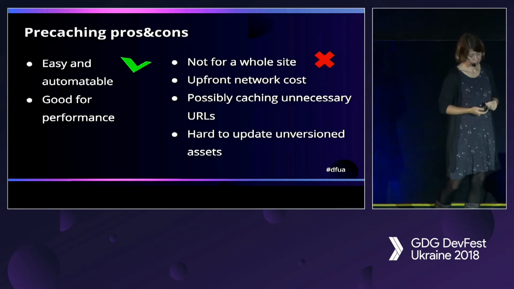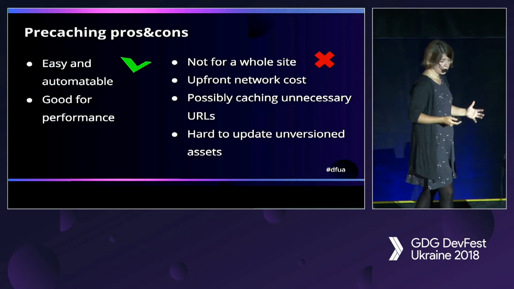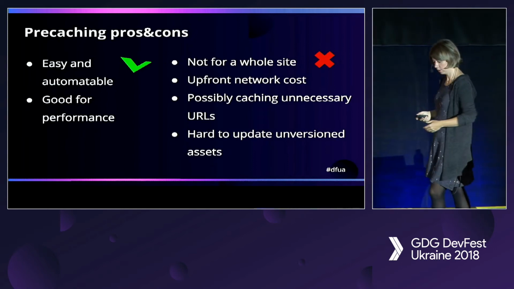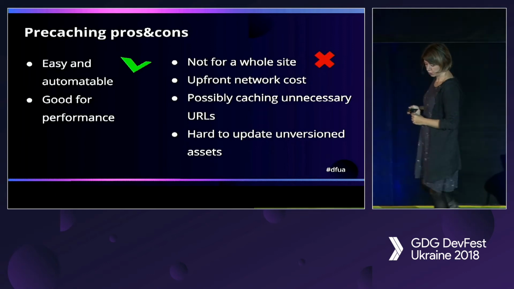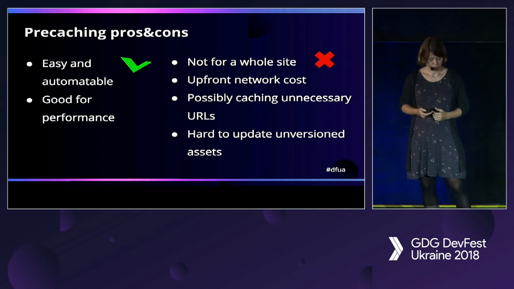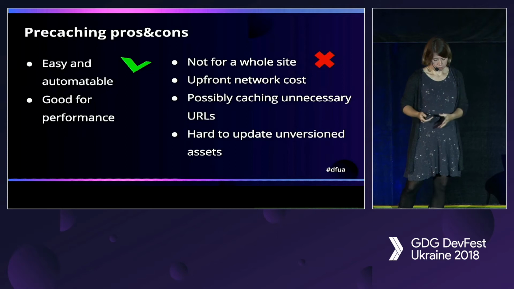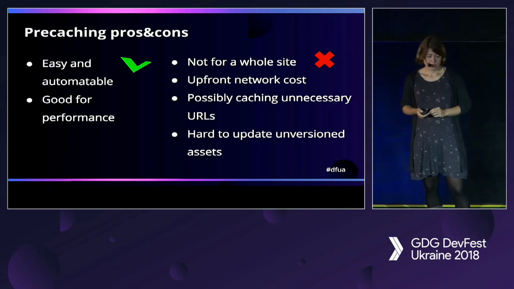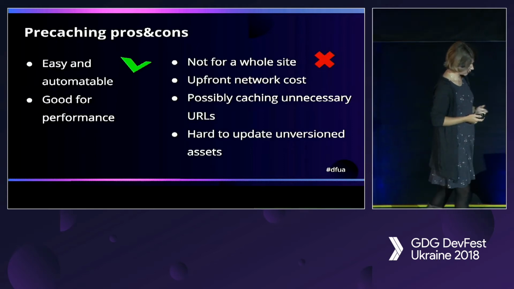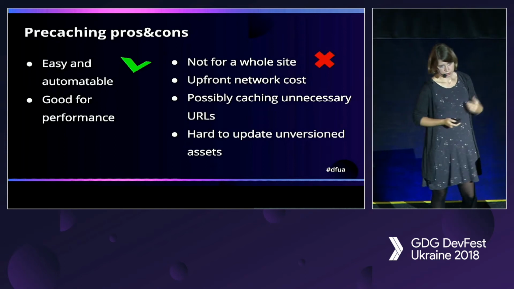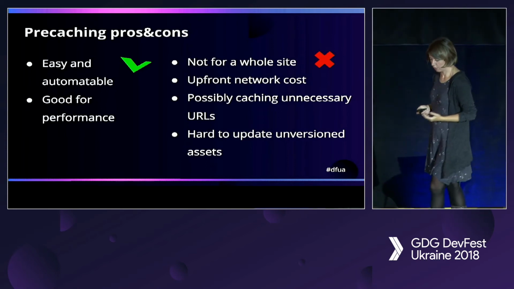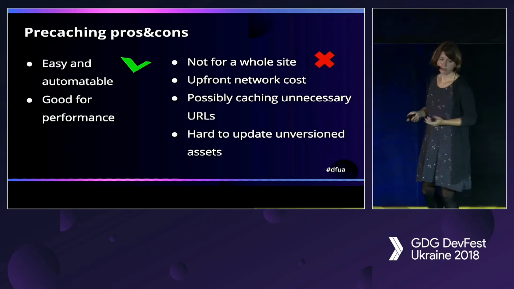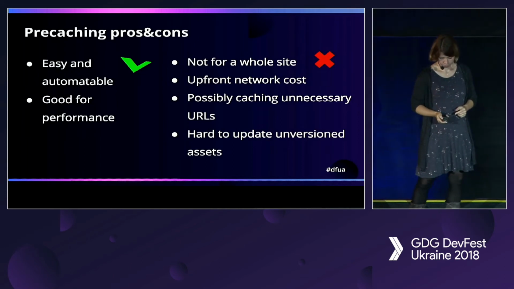It's not good for some reasons as well. It's not for a whole site. As I said, because of the size of the app, for big apps, you don't want to push every single asset and URL into your precache. It does cause some upfront network congestion, right? So when you open your site and you immediately tell the service worker, please fetch everything in the world and put it in my cache, well, that will slow down other requests that the site might be using. There is a possibility you'll be caching URLs that won't be accessed by the user eventually. So you need to be arbitrary, but also mindful about what you put in there. And it's hard to update unrevisioned assets, as I said before.